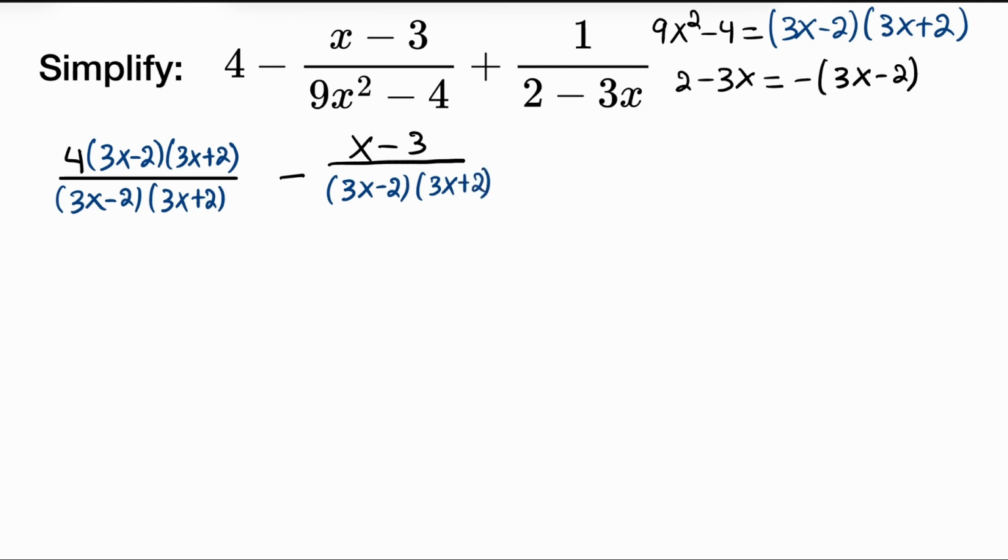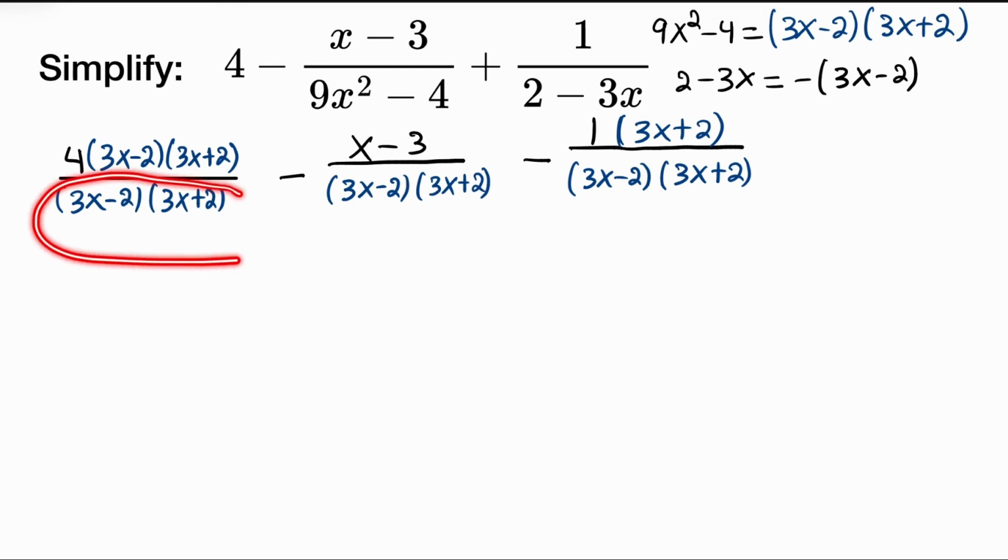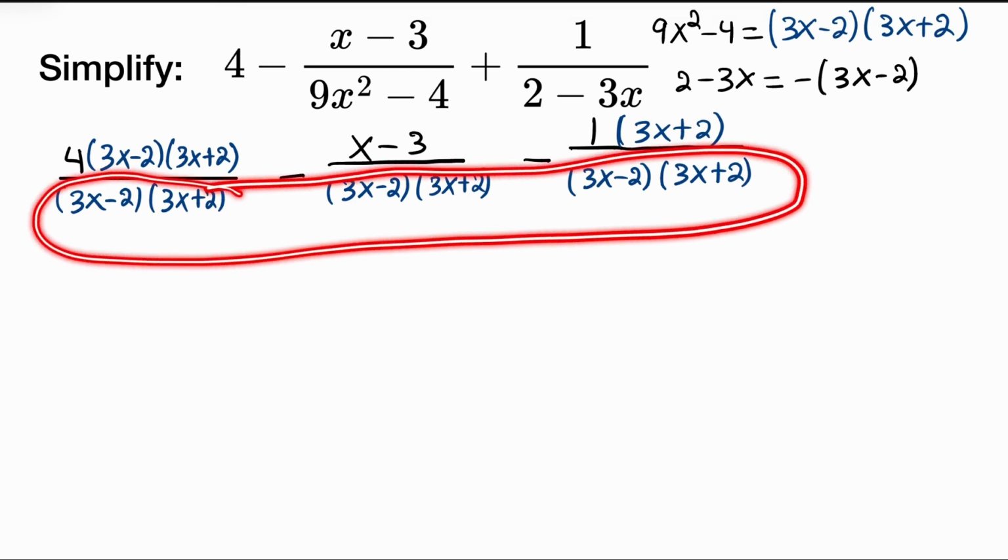All right, and then we have minus 1 over, and that is 3x minus 2. Now we're missing a factor, that is 3x plus 2. So times 3x plus 2 in the denominator, and whatever you do in the denominator, you must also do in the numerator, and that is times 3x plus 2. Okay, so as you can see, we have a common denominator of 3x minus 2 times 3x plus 2.